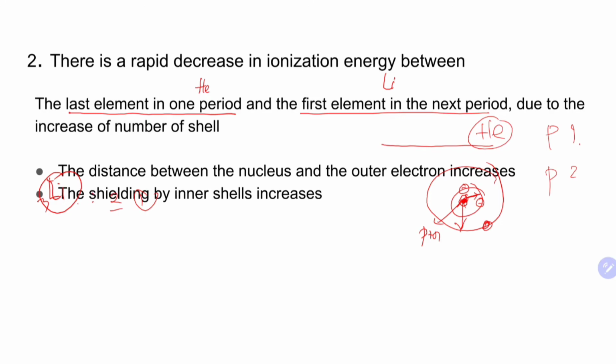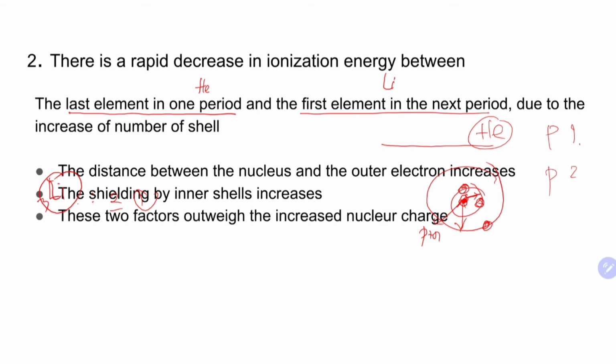And the third, the shielding by inner shell increases. No shielding effect for helium because the electron is actually in the first shell. For lithium, there is shielding effect from the 2 electrons in the first shell. These two factors outweigh the increased nuclear charge.